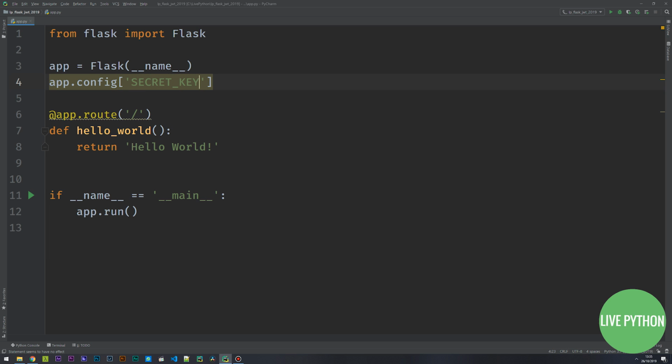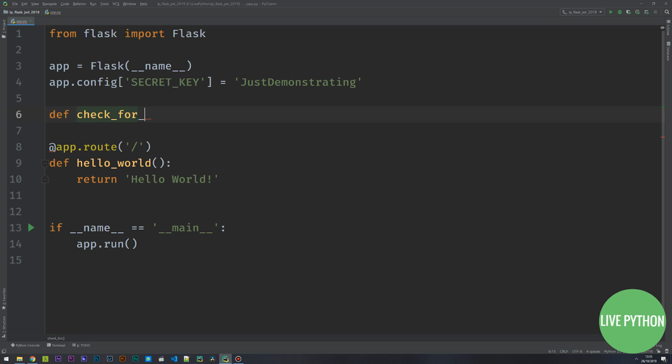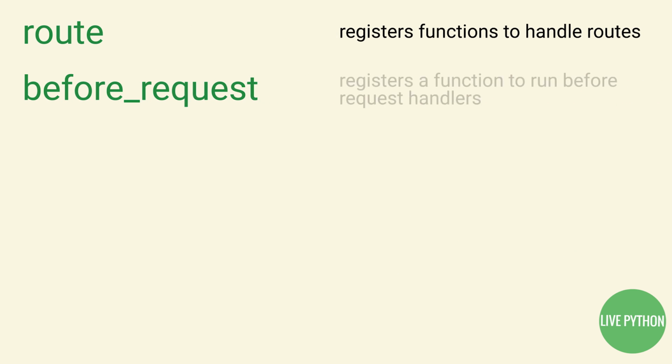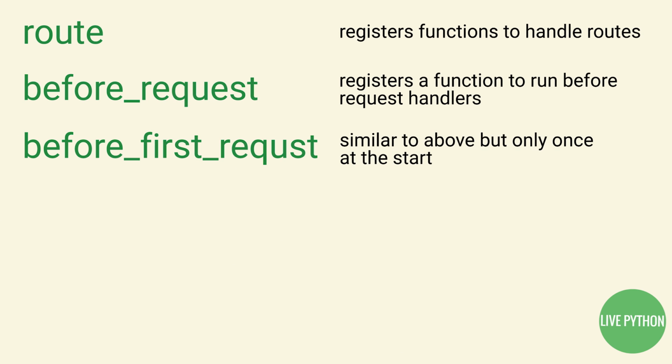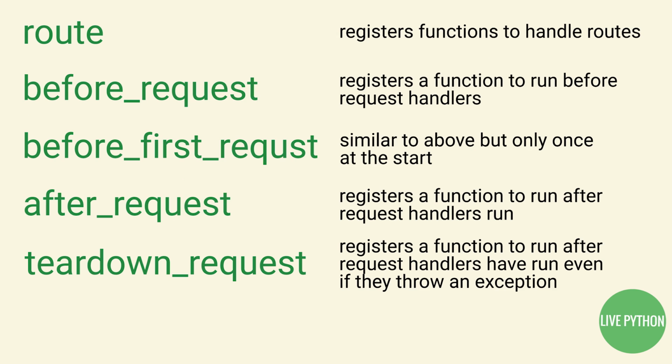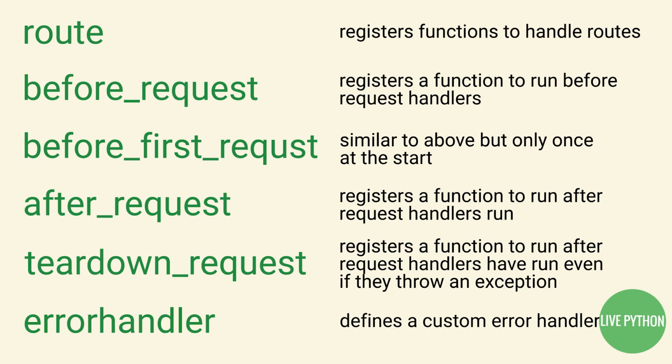We're going to write a decorator function. Decorators are fundamental in transforming your ability in Flask to the next level. They're used extensively by the Flask framework and the extensions to register application-provided functions as callbacks. For example, in Flask, we have route, which registers functions to handle routes. before_request, which registers a function to run before request handlers. before_first_request, that's similar, but only once at the start. after_request, which registers a function to run after request handlers have run. teardown_request registers a function to run after request handlers run, even if they throw an exception. errorhandler defines a custom error handler.